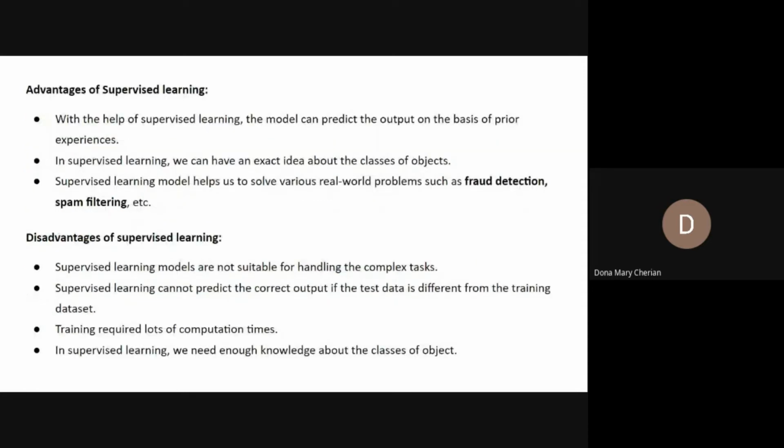Finally, coming to the advantages and disadvantages of supervised learning. The advantage of supervised learning is that the model can predict output on the basis of prior experiences. Also, we can have an exact idea about the classes of the objects. It can also be used in real-world problems like fraud detection, spam filtering, etc. Disadvantages of supervised learning: the models are not suitable for handling more complex tasks. Supervised learning cannot predict the correct output if the test data is different from the training data set which we provide. Training requires lots of computation time. Also, we need enough knowledge about the classes of the objects which we give.